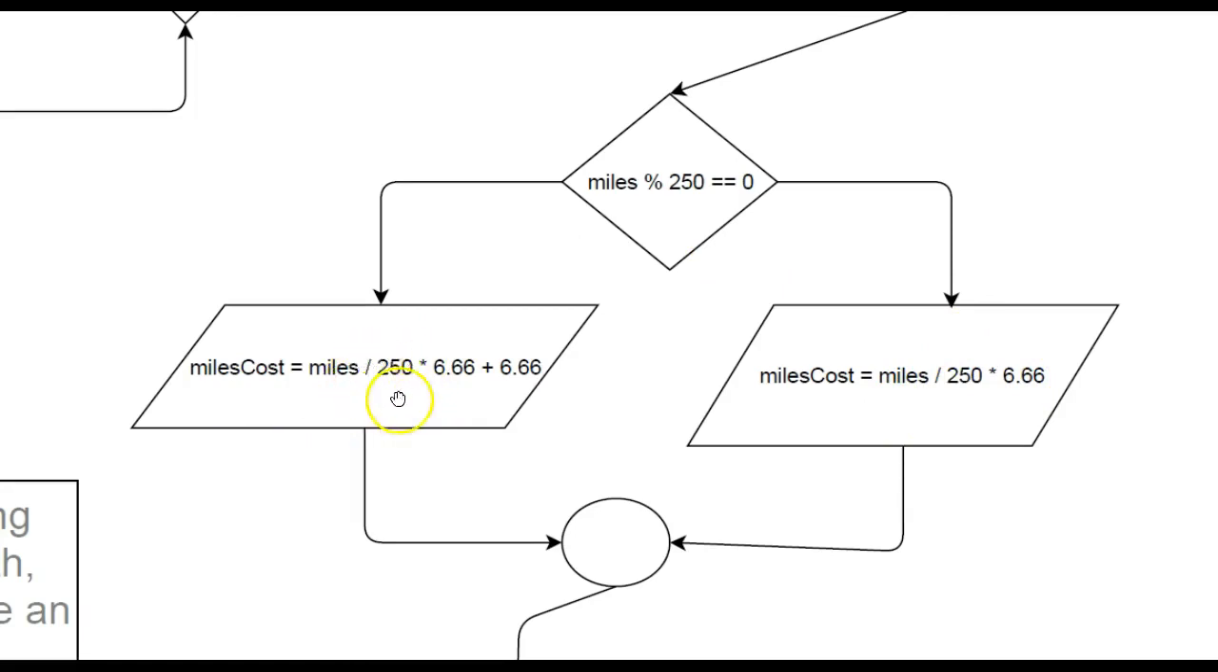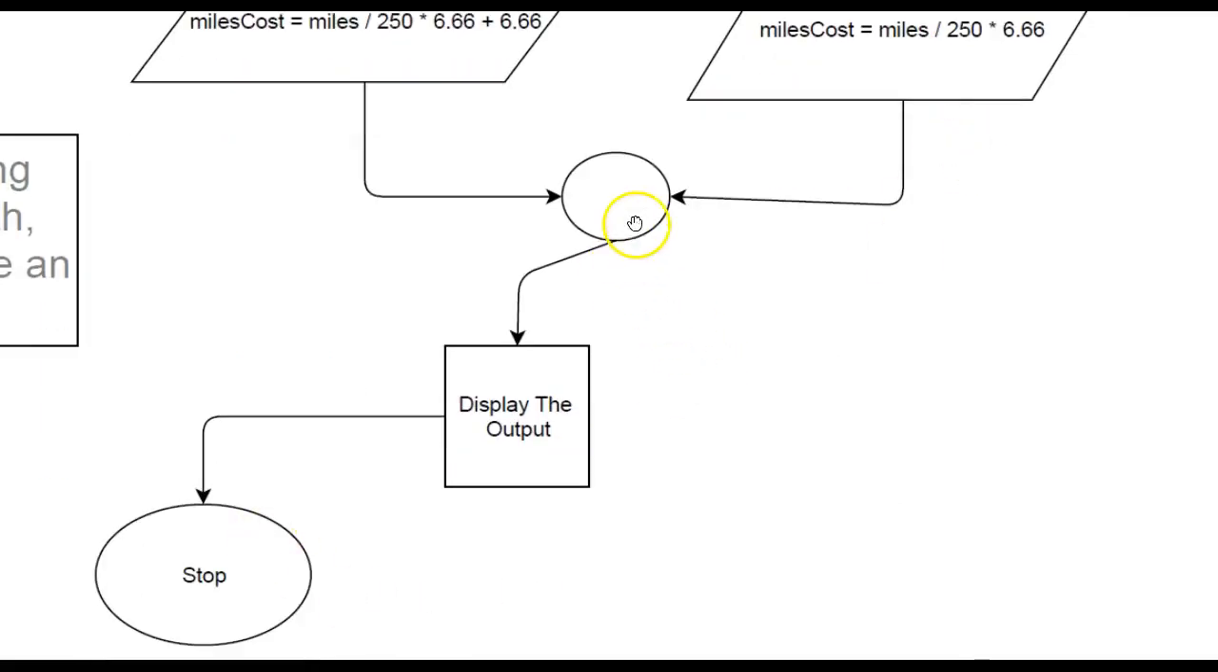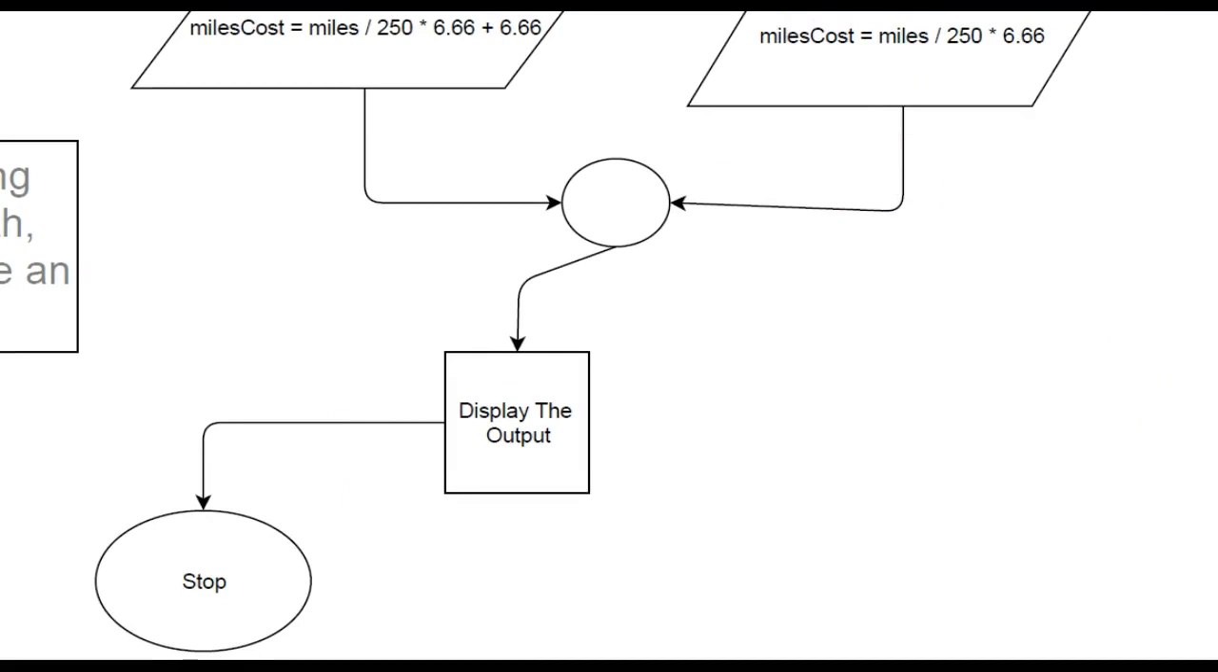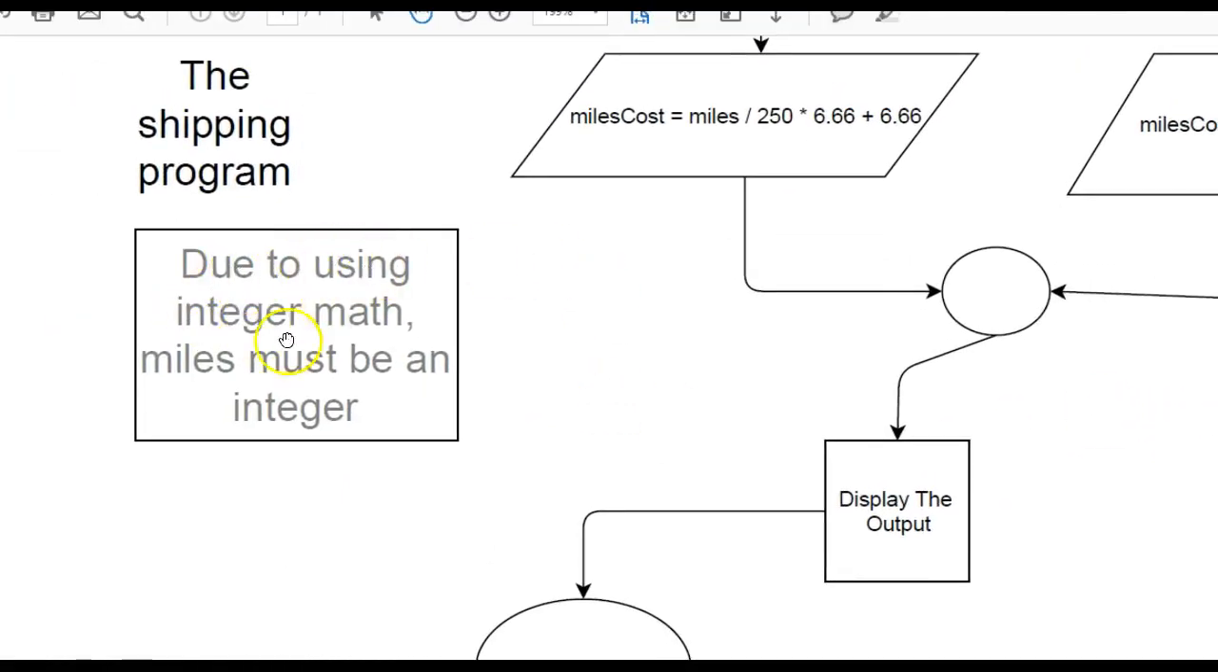Over here, same thing happens. I lose the remainder. But I have to add one more increment of 6.66 because there's a part thereof 250. Even, not even, come back together. When I'm done, I come down, display the output, and stop. As simple as that. Come down, display the output, stop. Due to using integer math, miles must be an integer. If miles isn't an integer, this solution does not work appropriately.